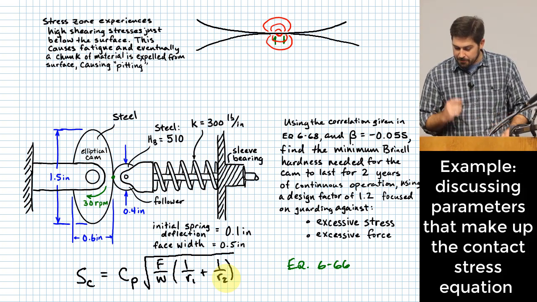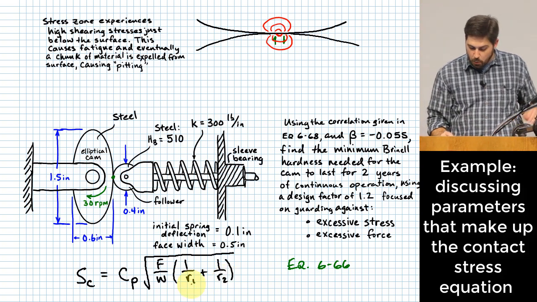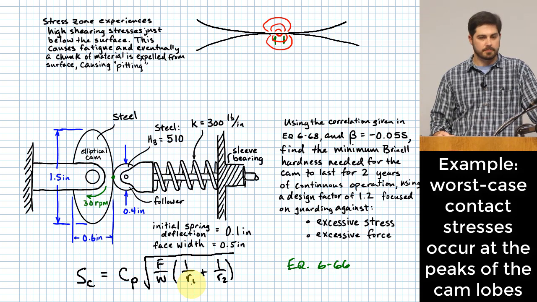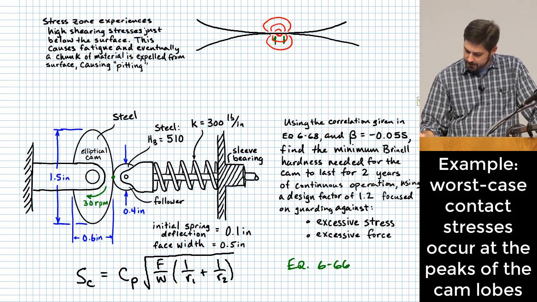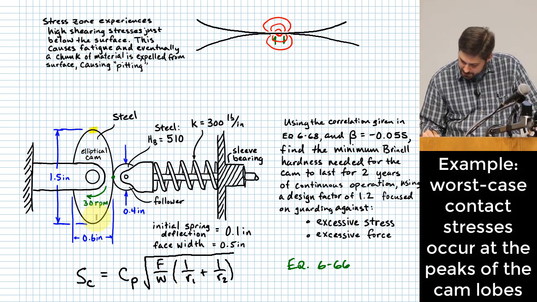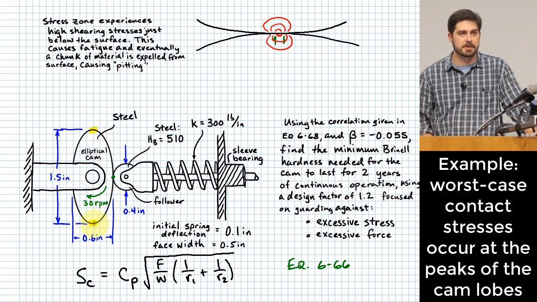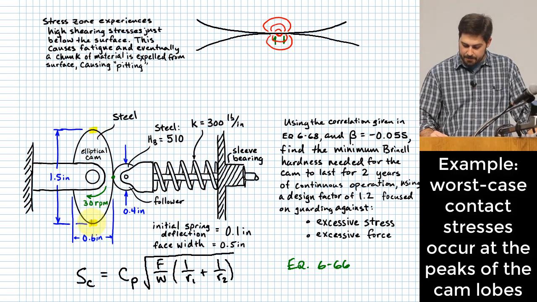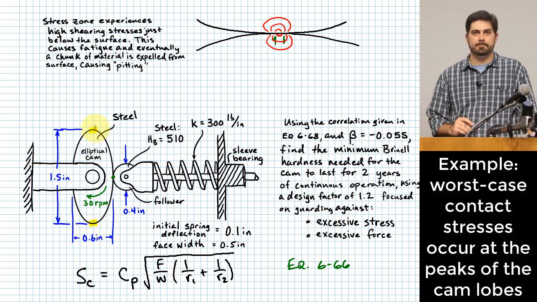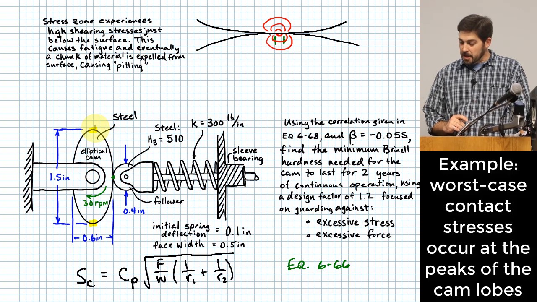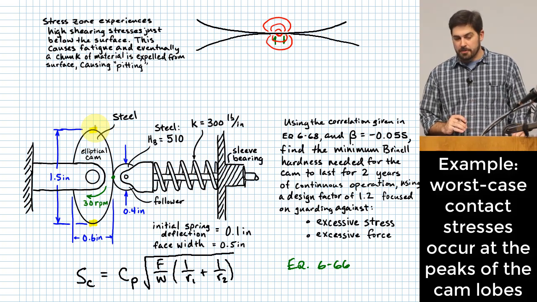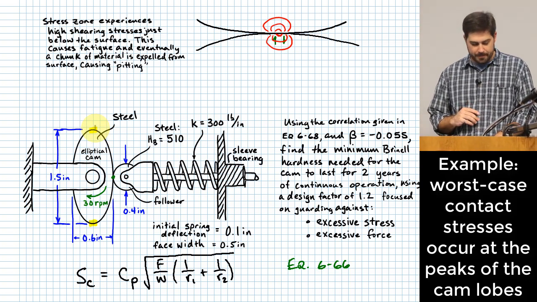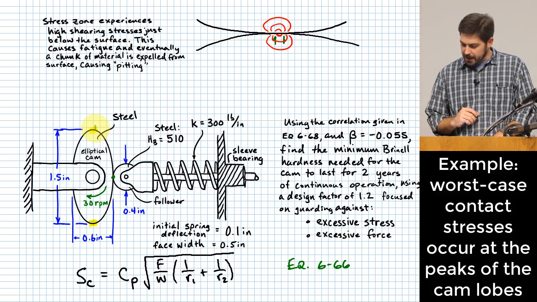So the question I have, first of all, from this equation is, where is our worst case scenario? Yeah, the worst case scenario is actually going to be at two locations, right? Because it's a symmetric cam. It's going to be bad right at the peaks of this cam, okay? And that means that one of the things we're going to need to find is the effective radius at those locations in order to handle this problem, okay? Shall we go ahead and do that?